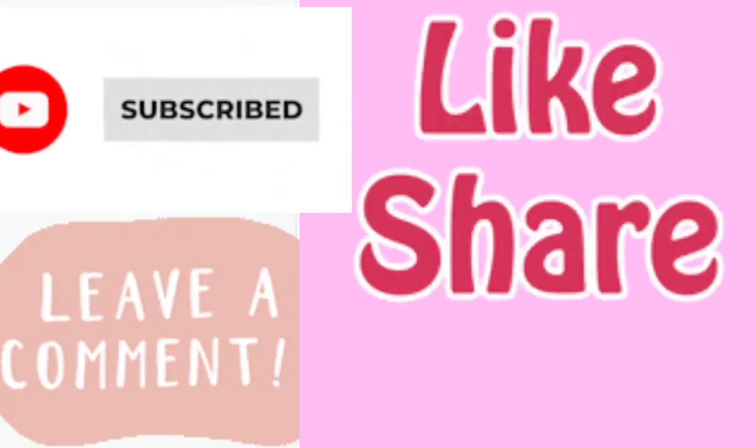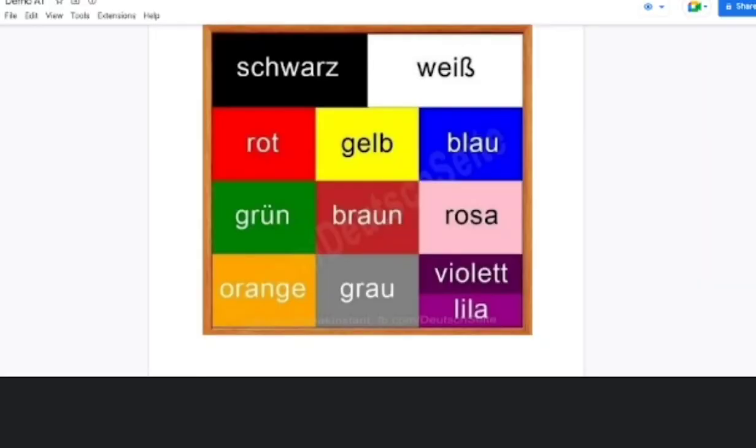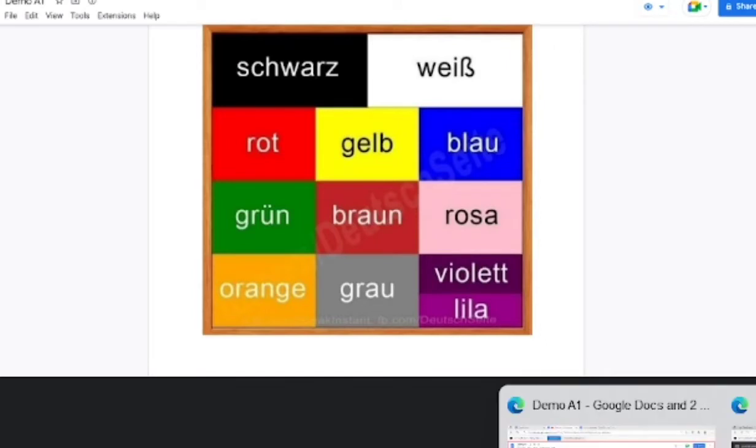Okay, here are the colors. Black is called? Schwarz. White? Weiß. Next? Rot, gelb, blau, grün, braun, rosa, orange, grau, and violet. Violet is called? Lila. Lila is purple, and violet color is called violet.